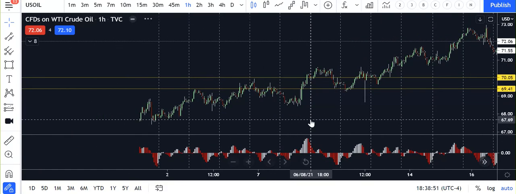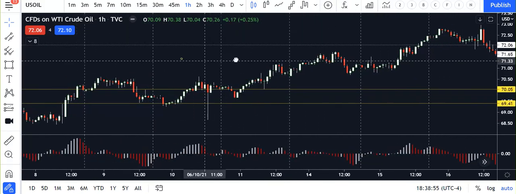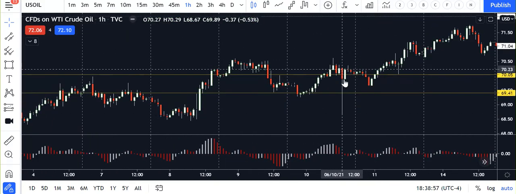I want to see a few more. Hold on. And this is why I tell you don't open up too many positions. So you see this spike right here?